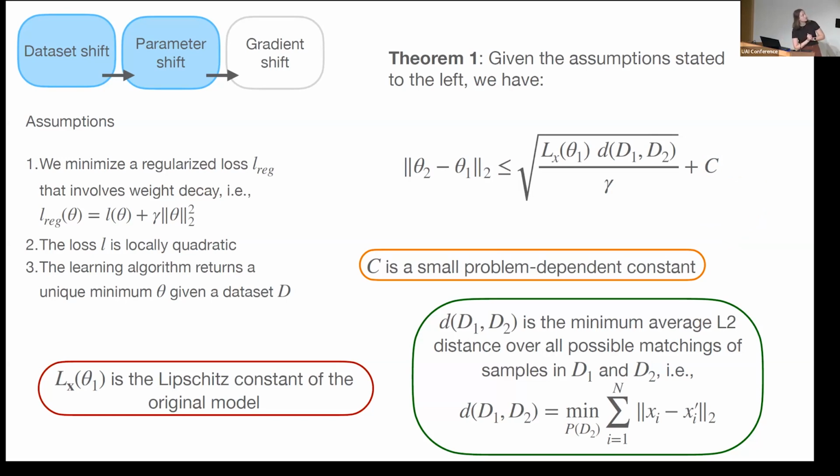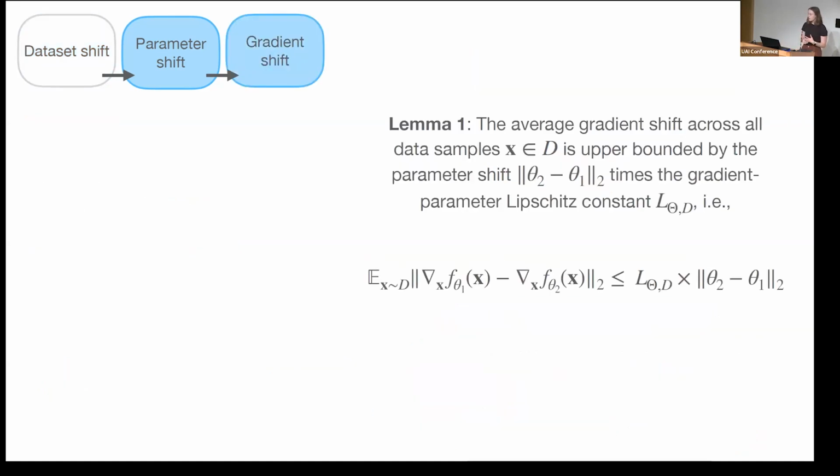To briefly touch on the other assumptions, the third assumption there, that the learning algorithm returns a unique minimum, is one that I'm going to be talking about, that assumption and its feasibility, later on in the talk, so stay tuned. But the idea with this theorem is that we can now bound how much the model parameters are going to shift. And that's helpful because we can use that for this next lemma. This lemma says that the expected gradient shift for our two models is upper bounded by the gradient parameter Lipschitz constant, so L of theta d, times the parameter shift that we bounded in the last slide.